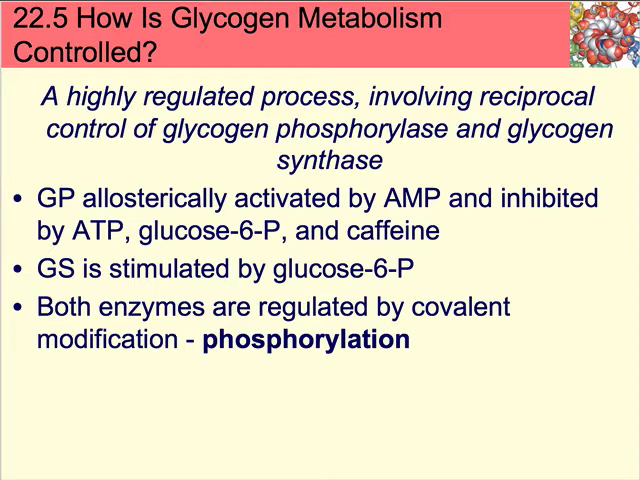So now we ask, how is glycogen metabolism controlled? Glycogen metabolism is a highly regulated process, as we've said, and it involves reciprocal control of the glycogen phosphorylase and the glycogen synthase. The glycogen phosphorylase is allosterically activated by AMP and inhibited by ATP and glucose 6-phosphate and caffeine. The glycogen synthase, on the other hand, is stimulated by glucose 6-phosphate. Both of these enzymes are regulated by covalent modification, specifically phosphorylation, as we'll see.